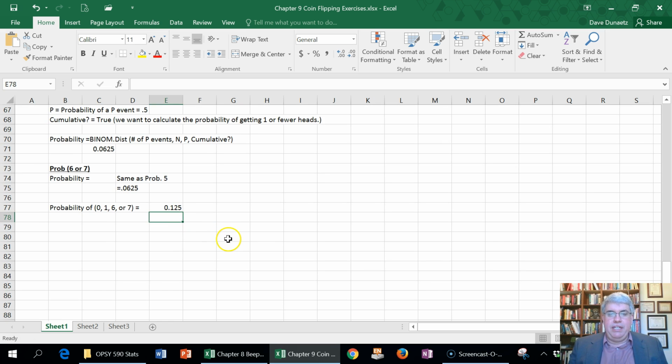So this covers a number of different ways of calculating probabilities with binomial distributions.